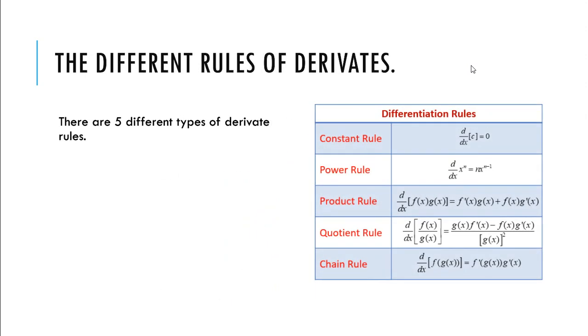And now we get to the fun part, the rules of derivatives. There are 5 different types. We have the constant rule, the power rule, the product rule, the quotient rule, and the chain rule. Now, these are just the 5 most common. That doesn't mean that these are every single differentiation rule. These are just the easiest and the ones that we get through in calculus the first time. Right now, the constant rule is probably the easiest one to understand, and the power rule is second best.